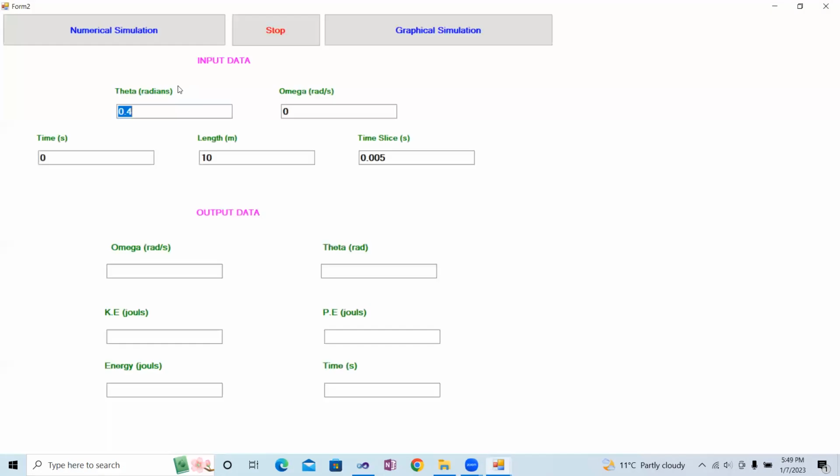Today I am here with a very simple simulation of the aspects of a simple pendulum. So today we will look at just the simulation aspects of the ideal simple pendulum. Okay, so we can go for it.